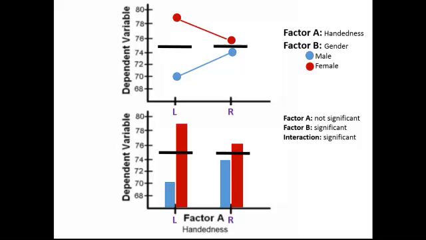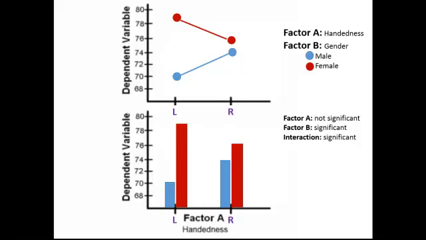So we can see that although for left-handed individuals we have these extreme values, right? Females have very high values, males have very low values. Then when we average across that, the mean for left-handed individuals is very similar to the mean for right-handed individuals, where we have less variation. That's why we say factor A is not significant.